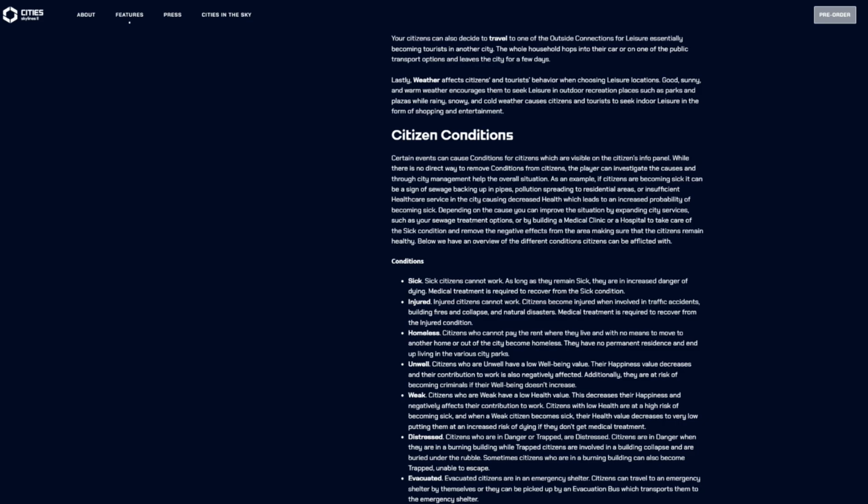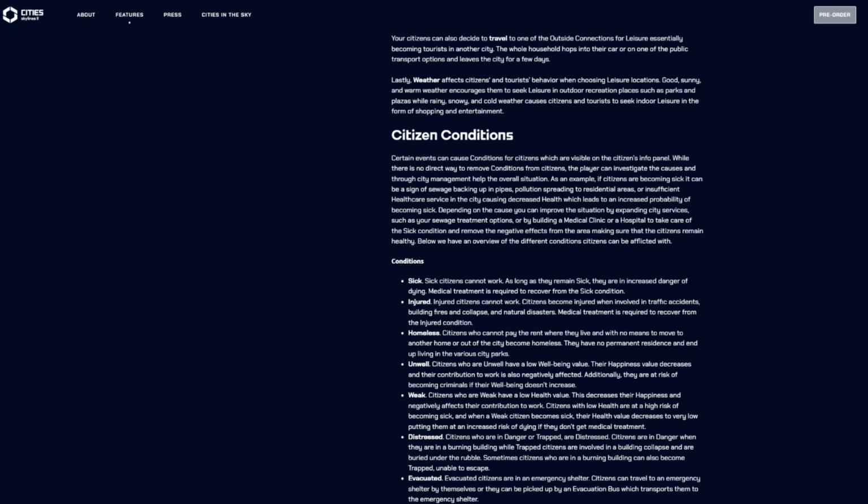Citizens who are in danger or trapped are distressed. Citizens are in danger when they're in a burning building, while trapped citizens are involved in a building collapse and are buried under the rubble. Sometimes citizens who are in a burning building can also become trapped, unable to escape. Gosh, that's brutal. And lastly, evacuated.